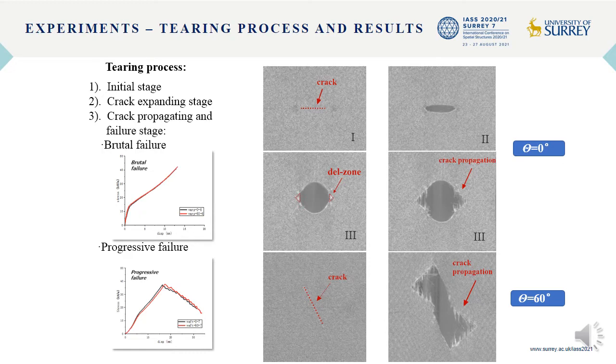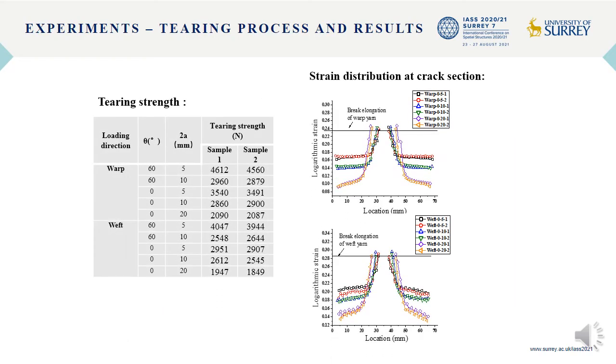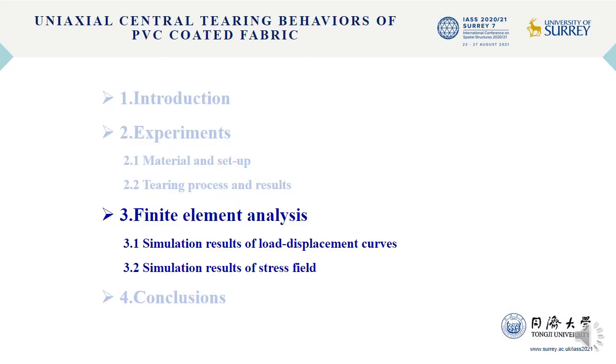2 failure modes can be classified. One is the brittle failure with no declining section on load displacement curves. The other is the progressive failure mode. The tearing strength is listed in the table. When failure occurs, the strain distribution at crack section is shown in the figure. It can be seen that the strain of the first scan at crack tip is very close to the strain at break when damage occurs.